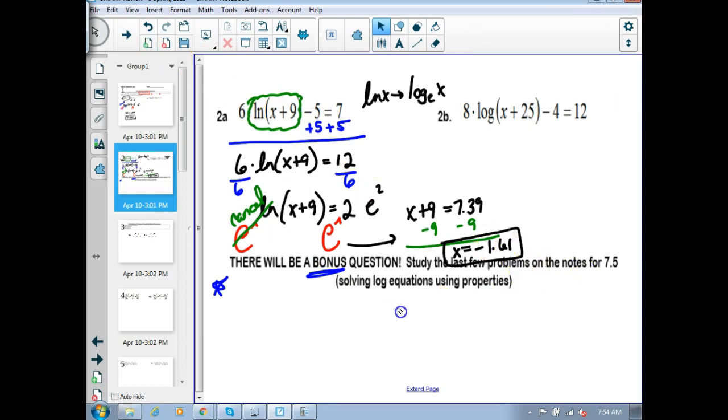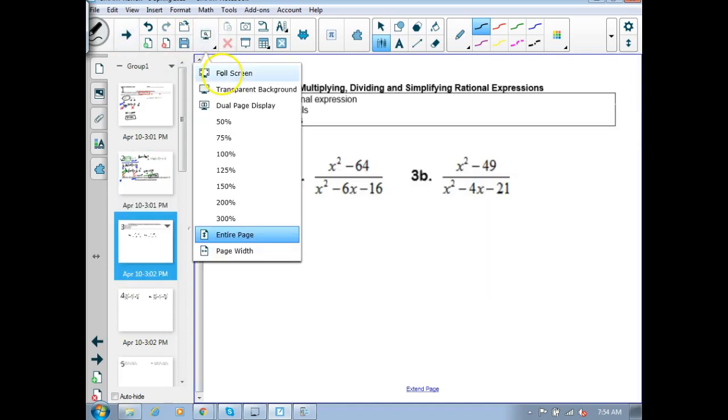You should look at the end of 7.5, solving log equations using properties. There's some questions at the end of that section, and you can revisit my video on 7.5 Part B, Part 2 I think I called it, where the very last few questions, those are the style of question you're going to see. They are harder, and that's why they're extra credit.